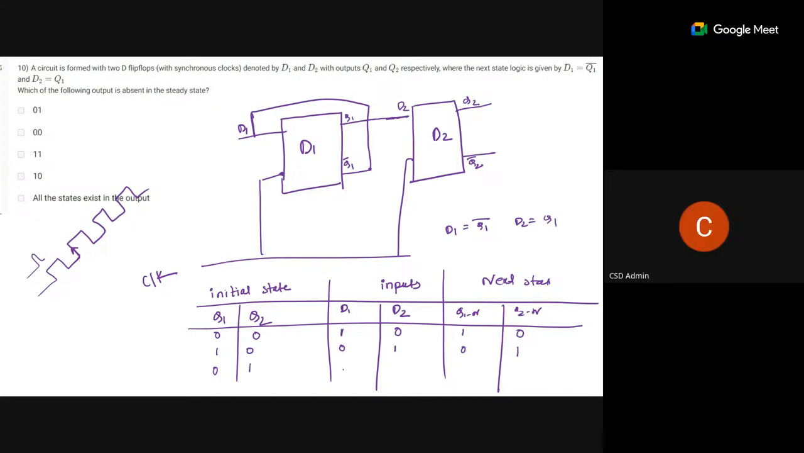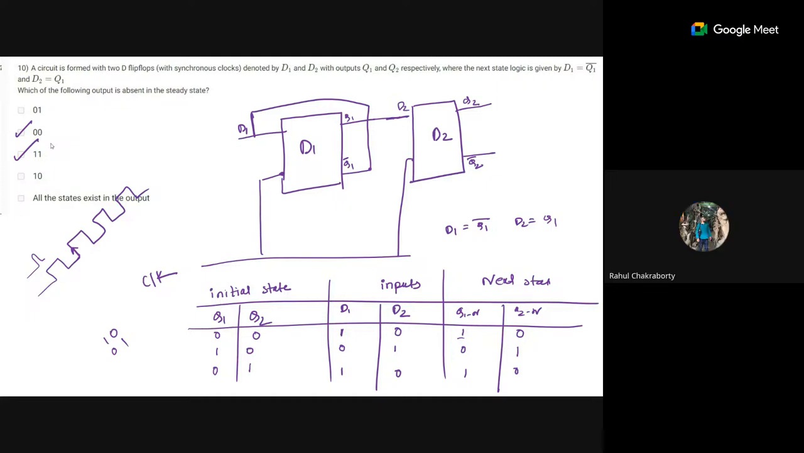Right. For 01, what will D1 be? D1 is 1. D2 is 0. It will be 10. So only one flipping. So only two states, 10 and 01, right? We have asked for the absent state, so it will be that.